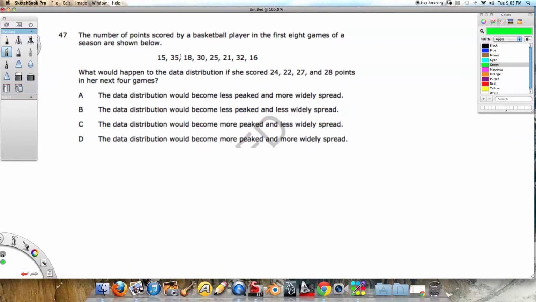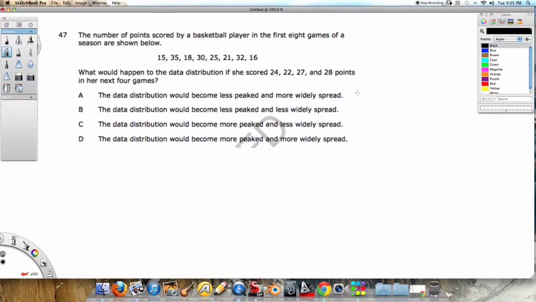Alright, so a couple things we can do here. If we're looking at the options, the basic choices we have are that the data is going to become less or more peaked, and for each of those options, it can either become more widely spread or less widely spread. We can tell the peak of the graph by looking at a histogram of the data, so we'll probably want to go back and do a histogram. To find the spread, there are different things we can do.